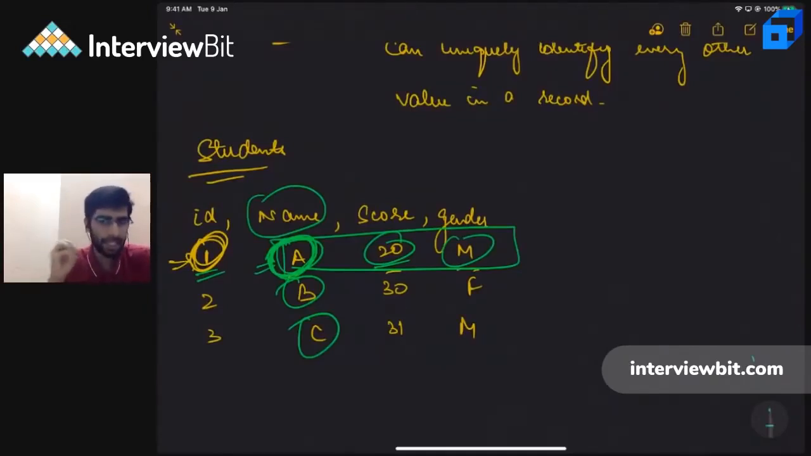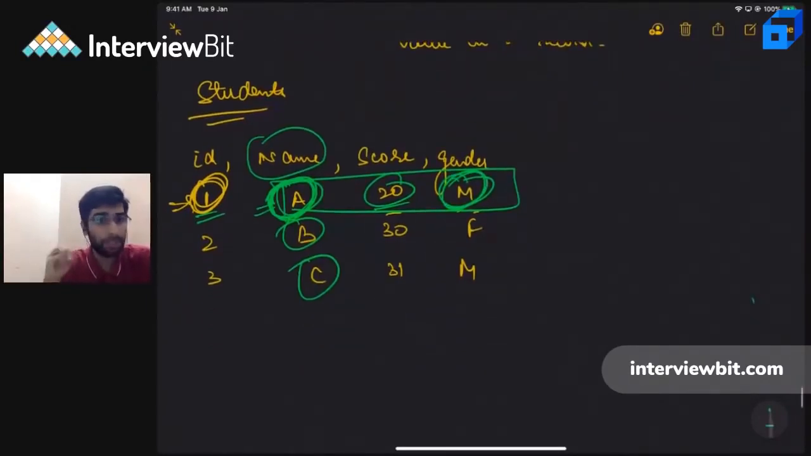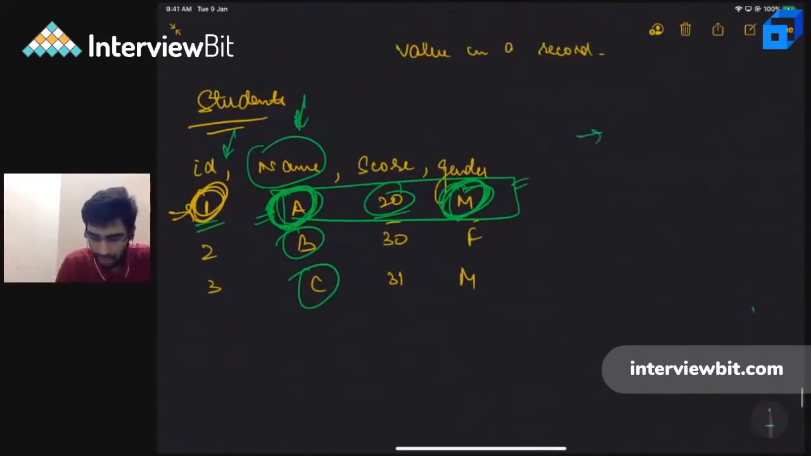Is gender enough to get the data? No. Gender is not enough to get all the other values of the data set, because there are multiple people who have the gender male but have different names, different IDs, and different scores. So the columns, for this example name and ID, that can uniquely identify every other value are candidate keys. So candidate keys can be a single column or a set of columns.